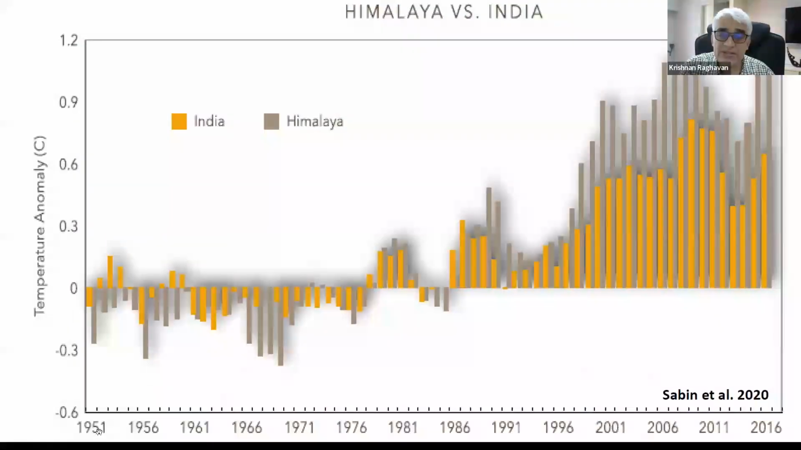And the Himalayas have also been experiencing rapid warming. This is a picture from our National Climate Change Assessment report from the Ministry of Earth Sciences. The temperatures in the Hindu Kush Himalaya have increased at a much faster rate as compared to the temperature increase over India itself. So this is an important point. The Himalayas have been warming at a very fast rate.